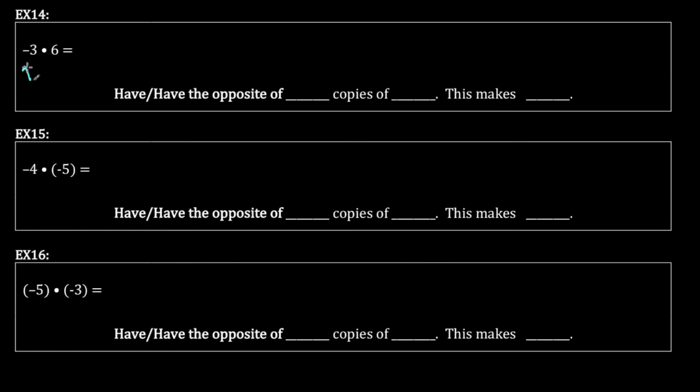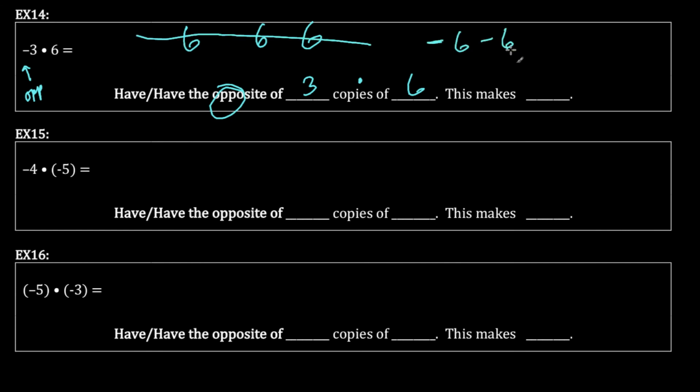Now remember, this negative sign in the first one means opposite. So we have the opposite of 3 copies of 6. So 3 copies of 6 would look like this, right? There's 3 sixes. But we don't want that. We want the opposite, which would be negative 6, negative 6, negative 6. Which would be negative 18. Remember, we don't have 3 copies of 6. We have the opposite of 3 copies of 6.